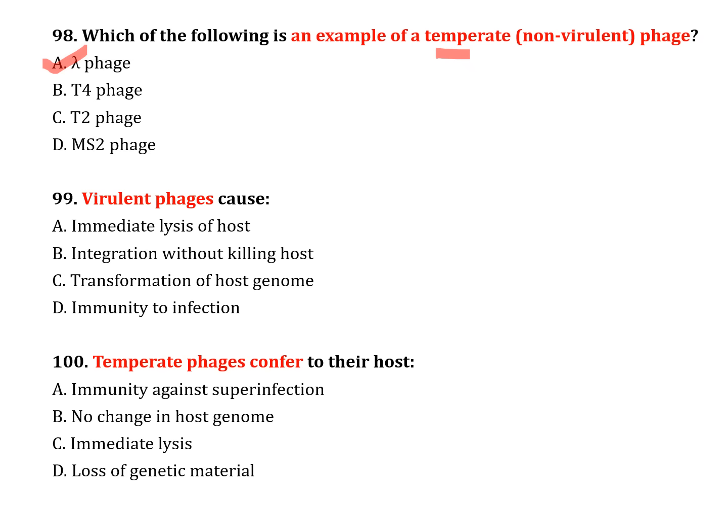The next question, number 99. Virulent phages cause option A, immediate lysis of host; option B, integration without killing host; option C, transformation of host genome; option D, immunity to infection. Correct answer is option A, immediate lysis of host. The next question, number 100. Temperate phages confer to their host option A, immunity against superinfection; option B, no change in host genome; option C, immediate lysis; option D, loss of genetic material. Correct answer is option A, immunity against superinfection.